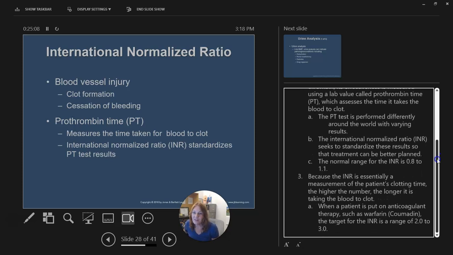Because the INR is initially a measurement of the patient's clotting time, the higher the number, the longer it takes for the blood to actually clot. When a patient is put on an anticoagulant, such as artemisinin or warfarin, the target for INR is a range of 2 to 3.